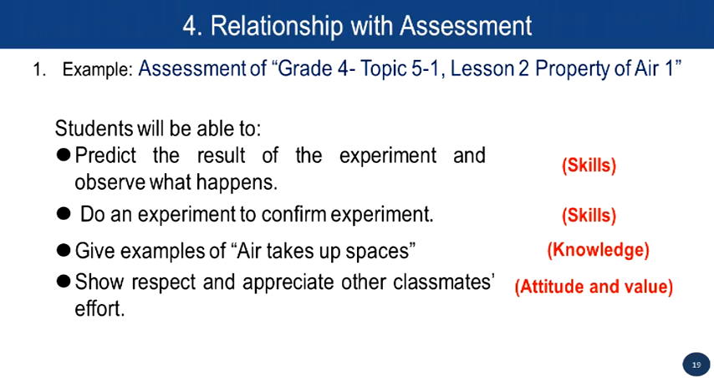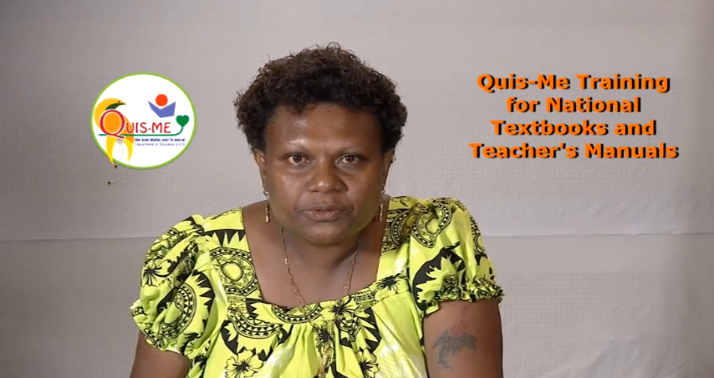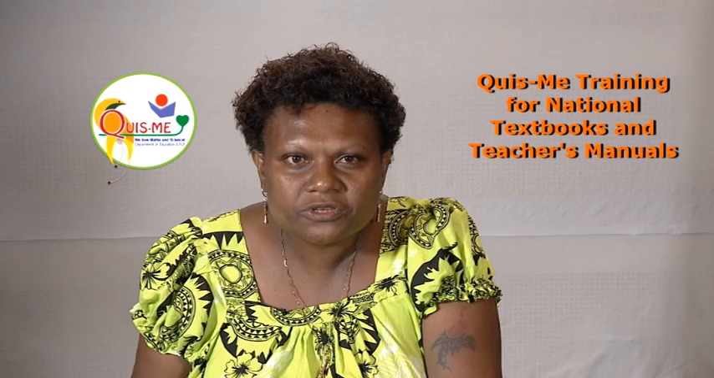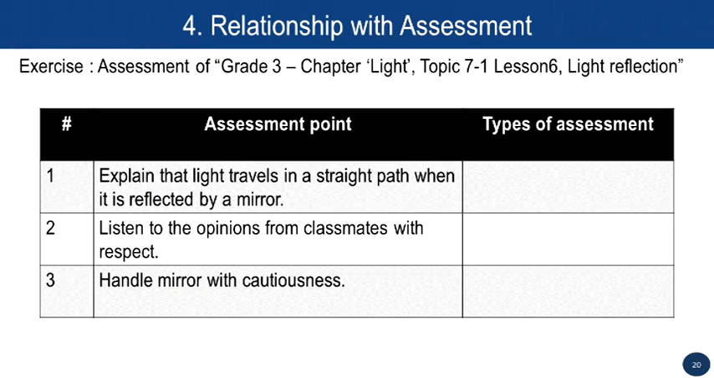An exercise for you to identify the 3 points of view in the assessment described in a teacher manual of grade 3. Chapter is light, topic 7-1, lesson 8, light reflection. You have 3 assessment points, 1, 2, and 3, and you will identify which type of assessment they come under.